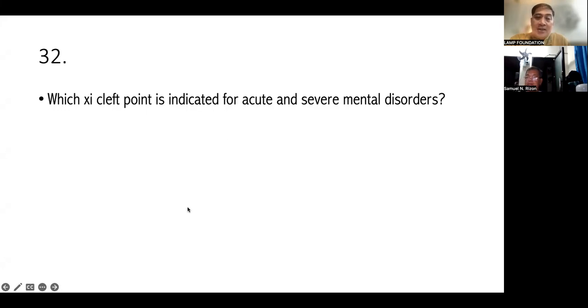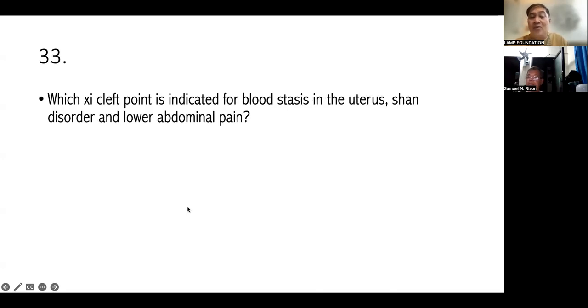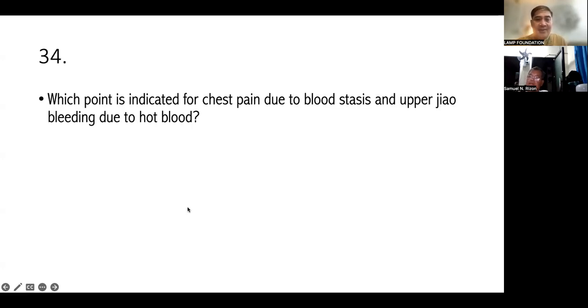Yeah, you can also use kidney 8. Very good. Okay. Malapit lang po sila, kidney 8 or kidney 9. Yeah, Yinwei. We're good. Which Xi Cleft point is indicated for blood stasis in the uterus, shan disorder, and lower abdominal pain? Liver 6. Which point is indicated for chest pain due to blood stasis and upper jaw bleeding due to hot blood? PC 4.